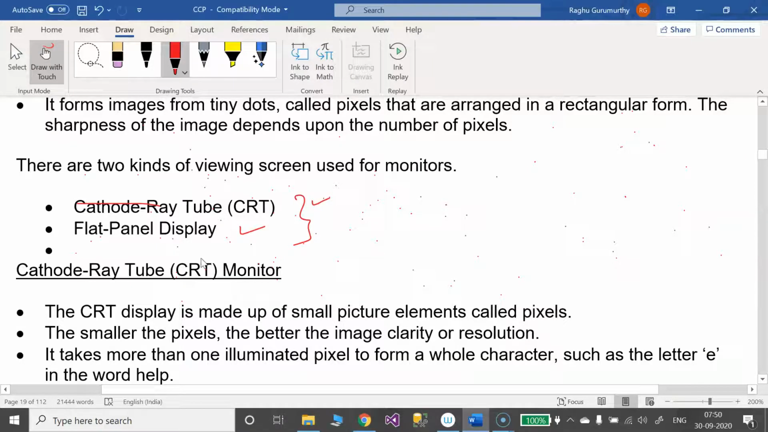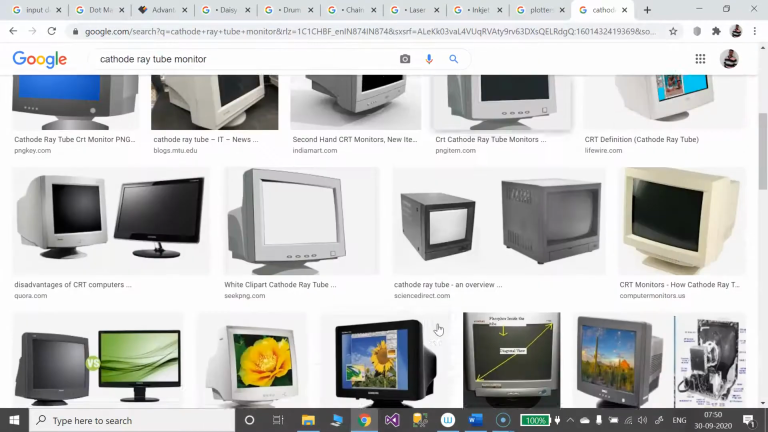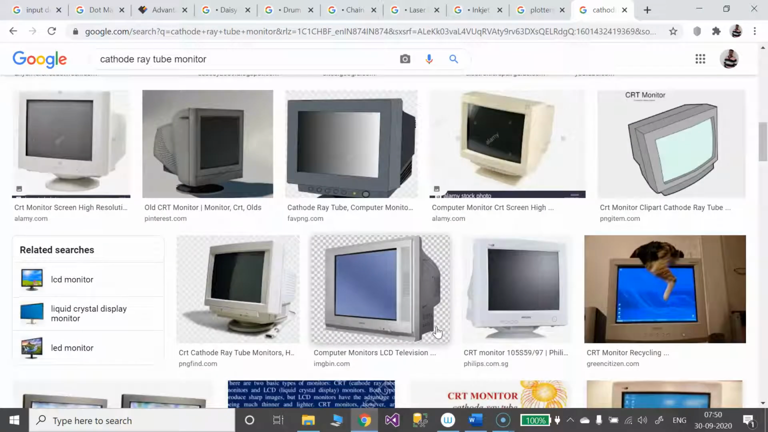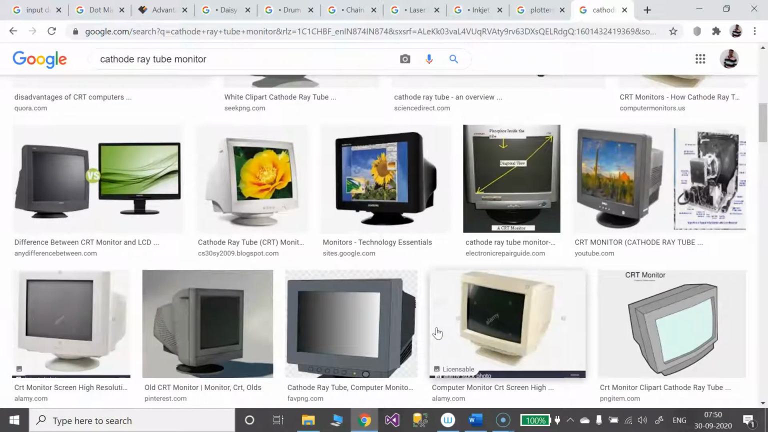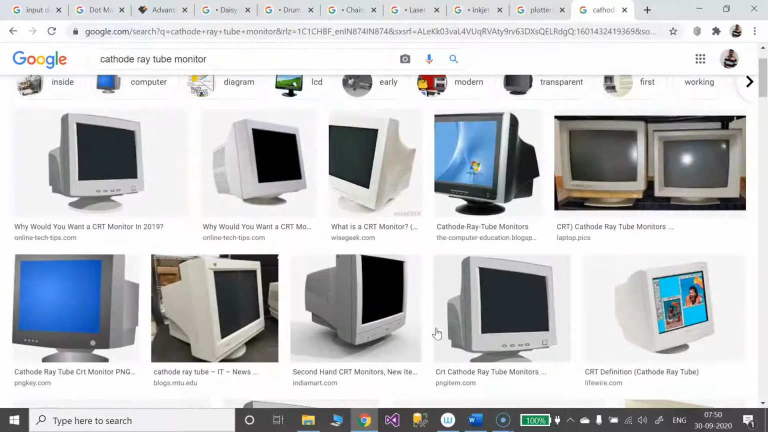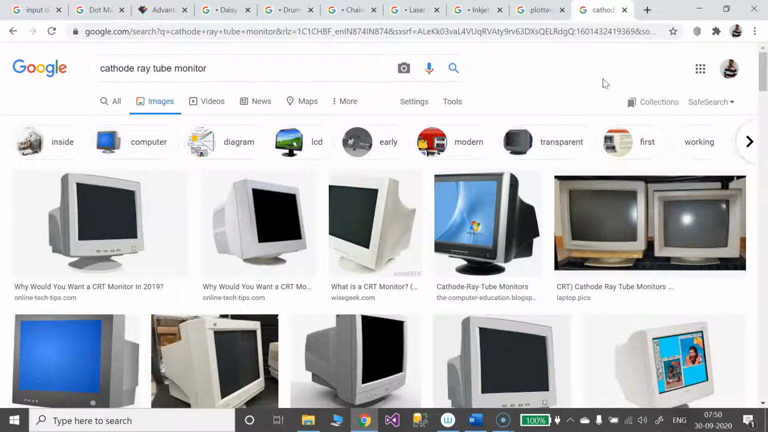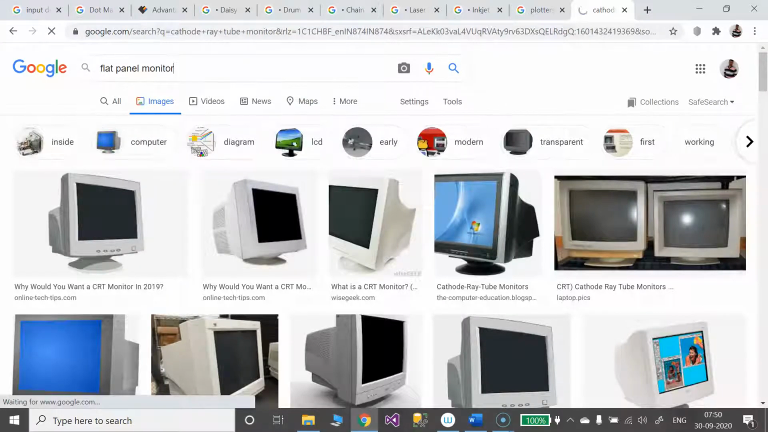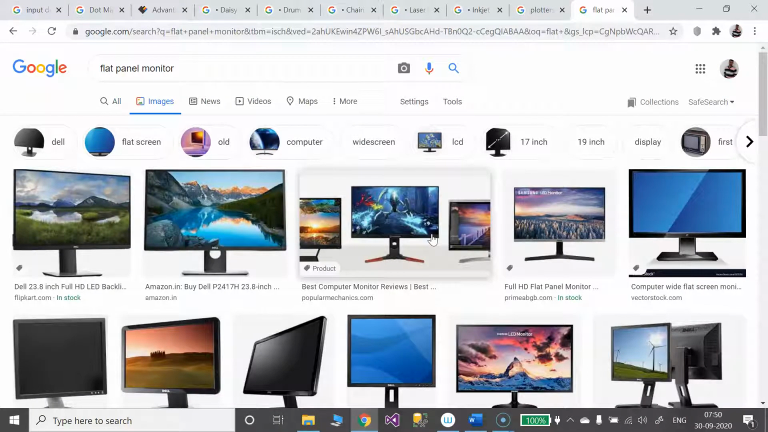Apart from that, we have flat panel display, I mean the displays we are using nowadays. Here is a flat panel display. These are the flat panel monitors we are using.